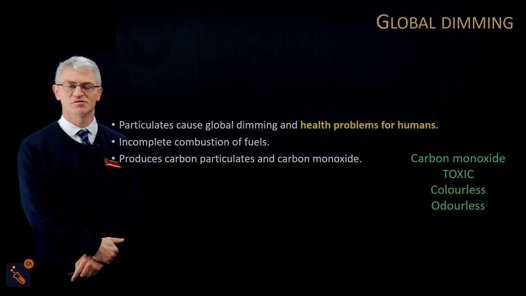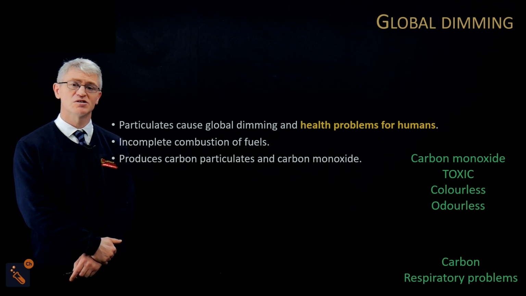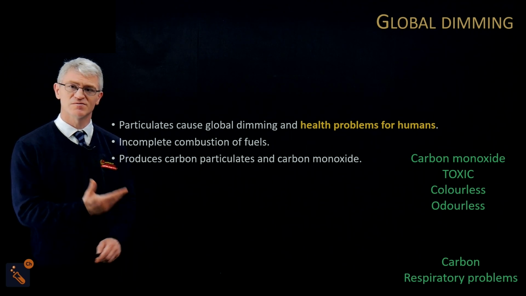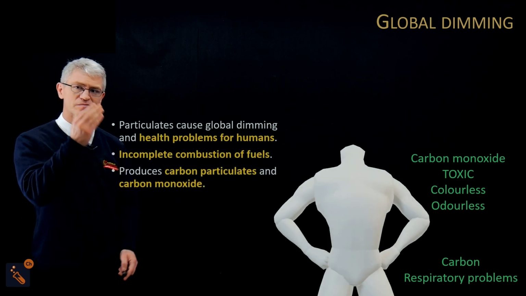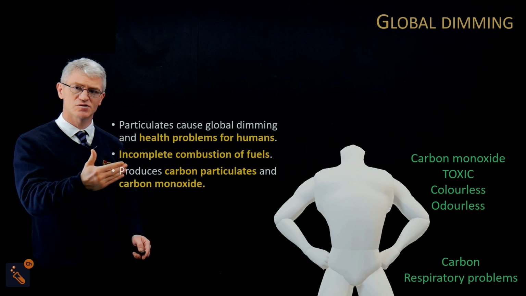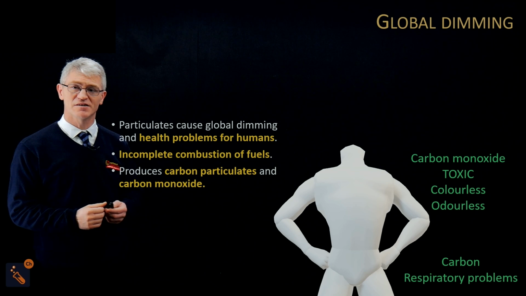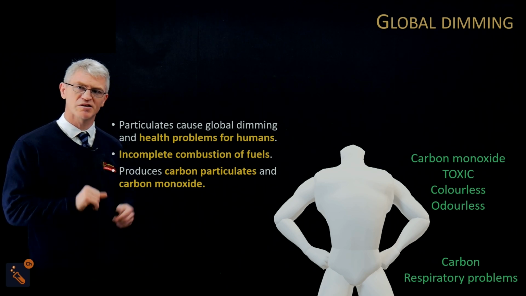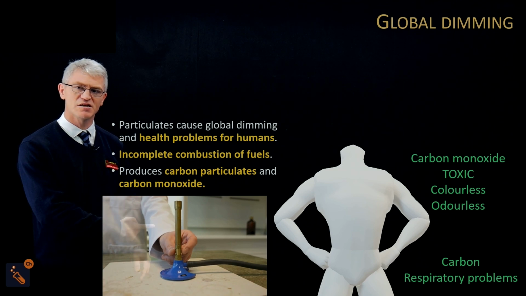because you need to remember them and use them in answers to questions. We also have carbon, which is produced, which causes respiratory problems. And we'll show you this visually in a second. So remember, incomplete combustion of fuels causes carbon particulates and carbon monoxide. You can also get other effects because of impurities in the fuels, but we'll talk about those more in acid rain.